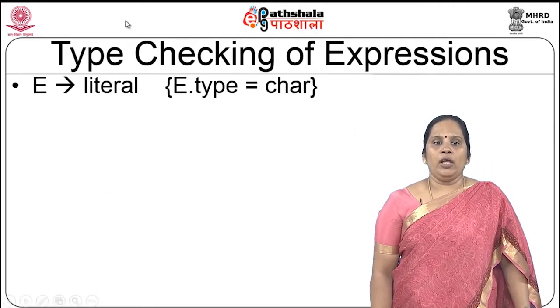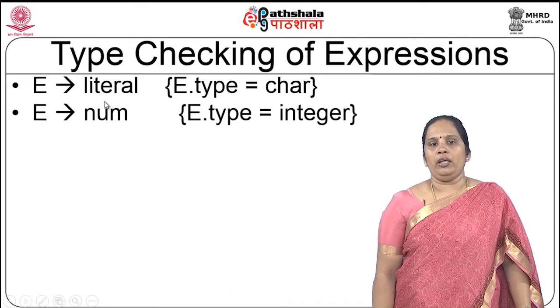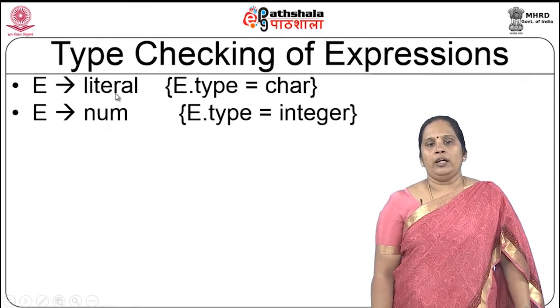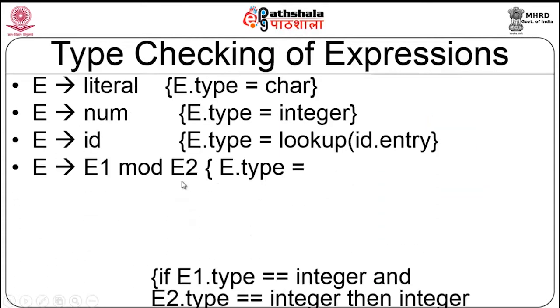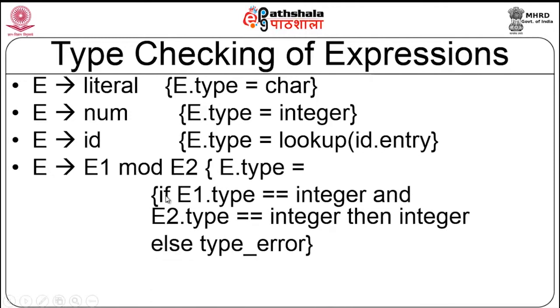As we already know, the expression grammar can be E produces ID, E produces literal, and here I am talking about E produces num, which is going to be an integer, and some example here. Now how do I write semantic rules? So these are your semantic rules here. The semantic rules are based upon assigning attributes to your non-terminals, and the non-terminals can have attributes like type, place, value, address, etc.